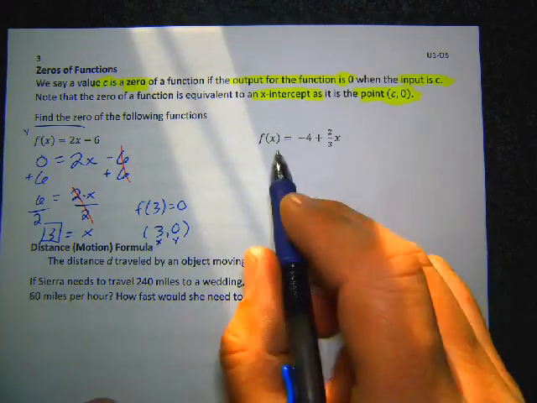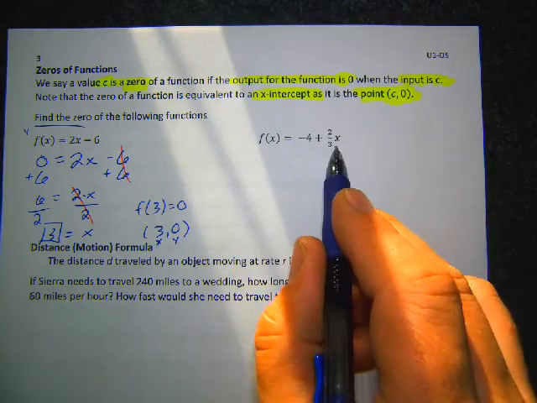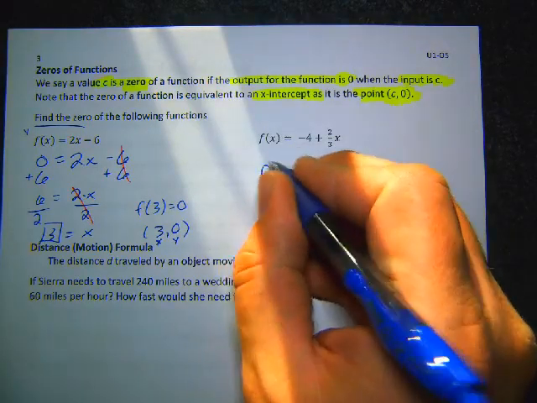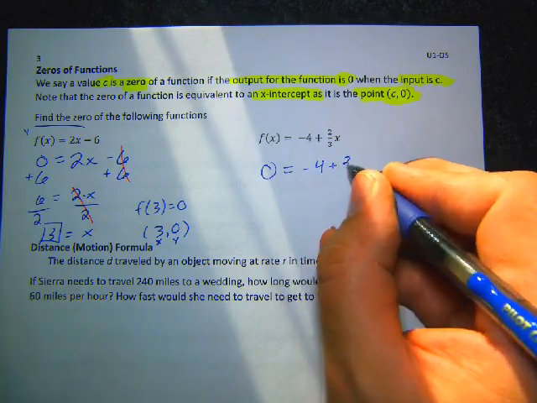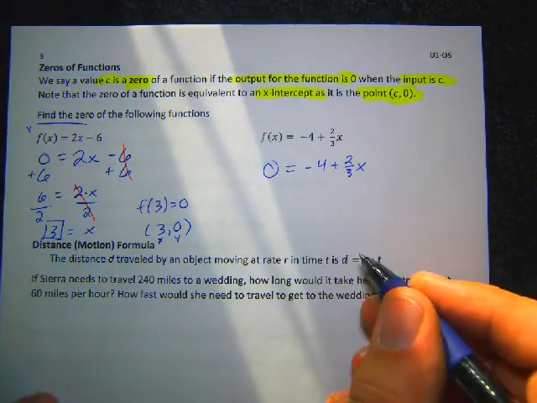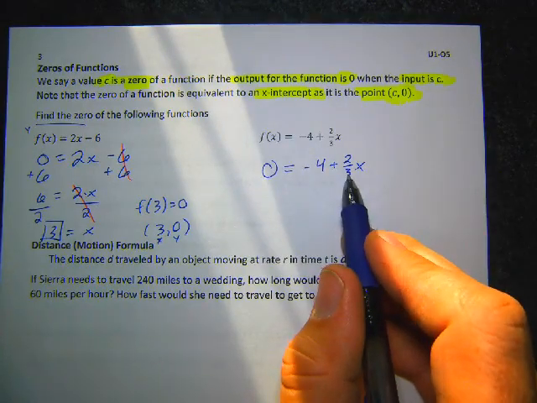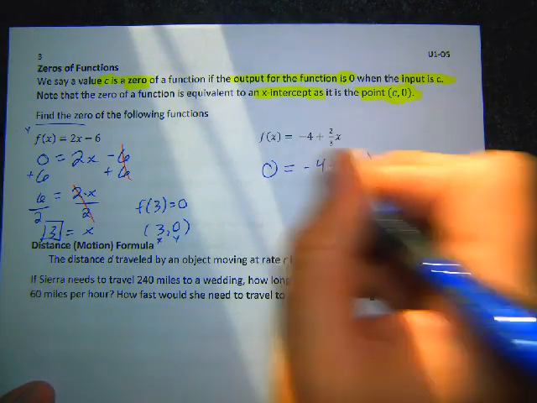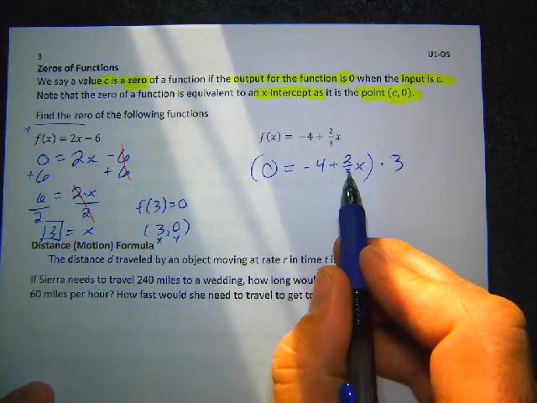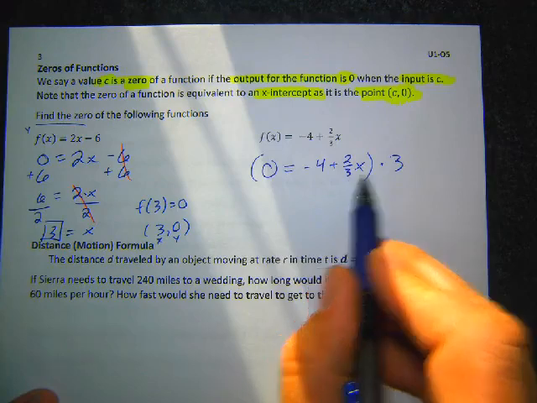Okay, let's do one more. So here you go, another function. Again, if we want to solve this, set it equal to 0. So 0 equals negative 4 plus 2/3 x. Again, if you don't like fractions, you can just multiply everything by 3, and that will get rid of the fractions. Remember, that's always a trick. If you have fractions in an equation, multiply by that denominator, and it will get rid of the fractions.